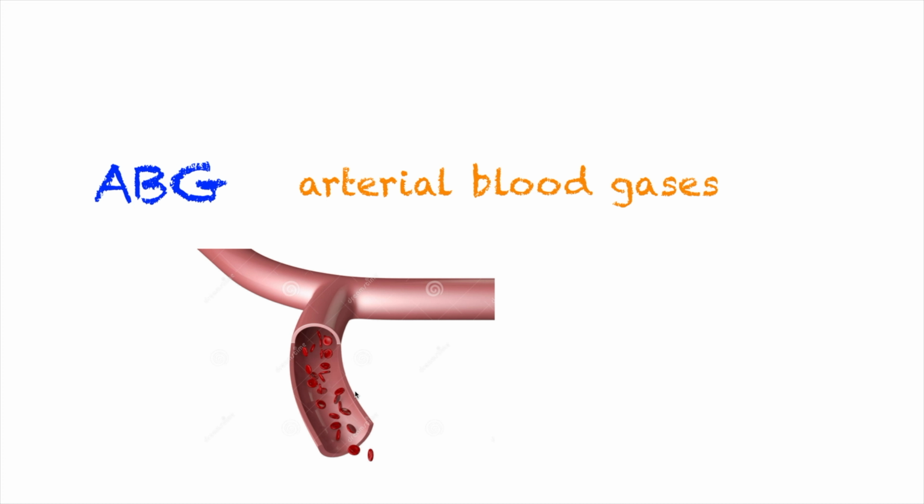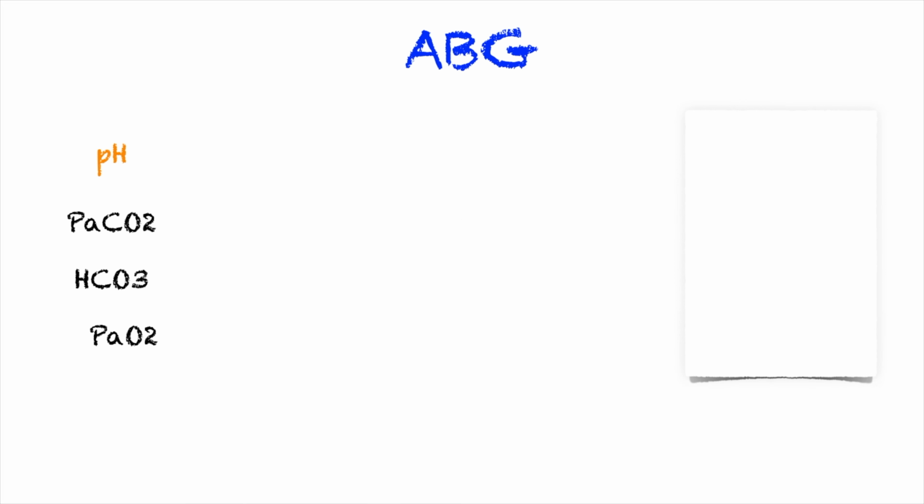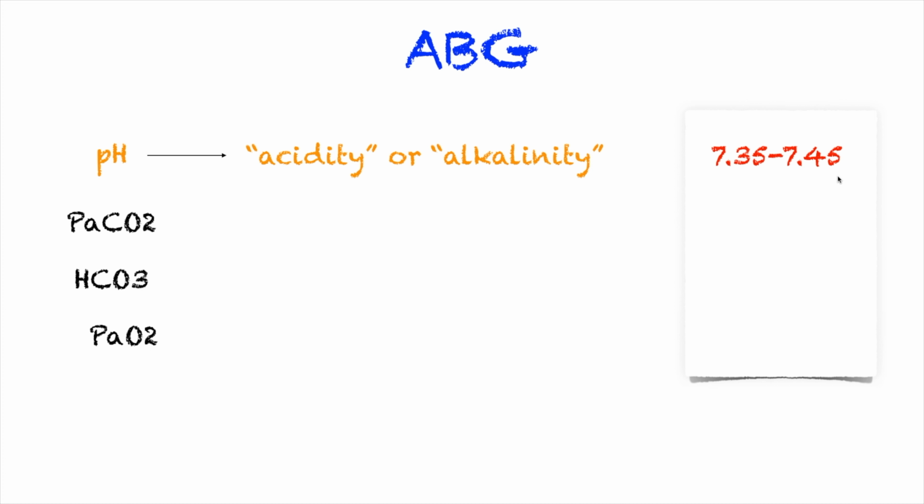Now we are going to talk about 4 important components that are in your ABG, and those are your pH, your CO2 or carbon dioxide, your HCO3 or bicarbonate, your PaO2 or oxygen. And we're going to talk about them one by one, starting with your pH. The pH is pretty much the measurement of how acidic or alkalotic the blood is. Your normal value for your pH is 7.35 to 7.45. And we are going to talk about the significance of these numbers later on.